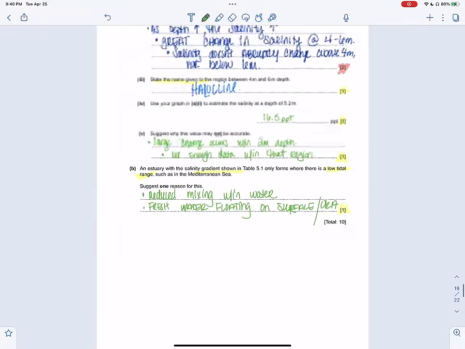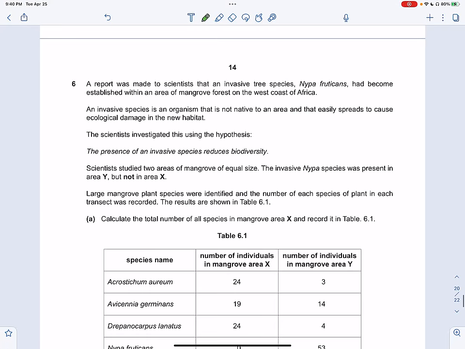Y'all, we're almost done. Okay, a report was made that scientists found an invasive tree, so it is not local, it's not native, and it is harmful. Nipa fruticans had become established in an area of mangrove forests on the west coast of Africa. An invasive species is an organism that is not native to an area and easily spreads to cause ecological damage. So they could overpopulate the area and take resources, etc.